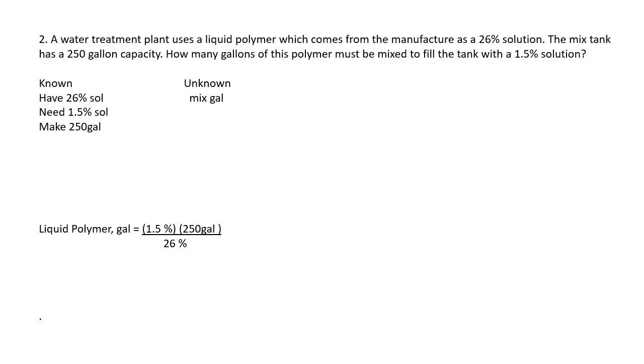We'll multiply the 1.5% times 250 gallons on the top. You get 375 gallons. Again, the percents are going to cancel out. So 375 gallons divided by 26%, and the answer is 14.4 gallons. That might round to 14.5, might round to 14, it just depends on when you take the exam what your A, B, C, D options are.